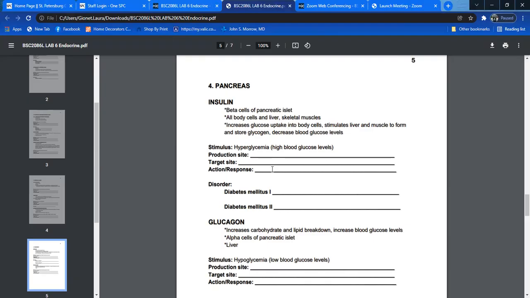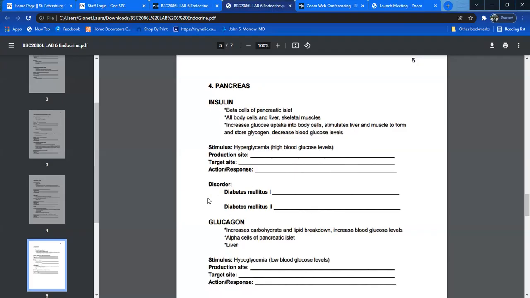Anything in excess of that will essentially be converted to fat, and we'll talk about that in lecture in one of the last chapters. So the action response is to increase glucose uptake into the body cells, stimulate the liver and muscle to form and store glycogen, and thus decrease blood glucose levels, hopefully back to a normal range.